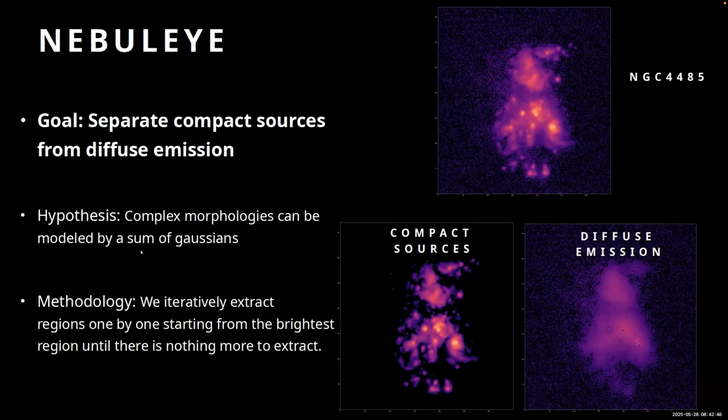We fit it with a Gaussian, and we extract it. And we go on and on until there are no more compact sources. This works under the hypothesis that regardless of your morphology, even if we take, for example, this filament here, we're going to be able to model it with maybe 10 or 20 Gaussians. But at the end, whenever we sum all those Gaussians, we're going to get back our structure.